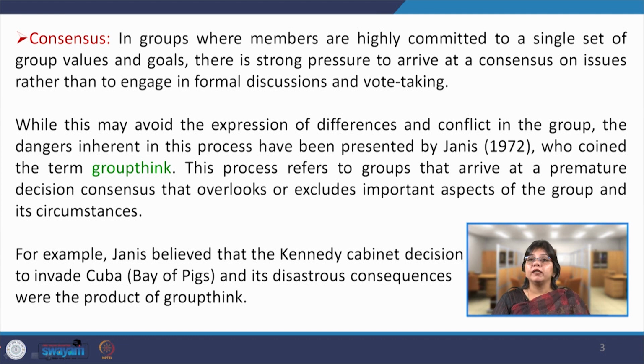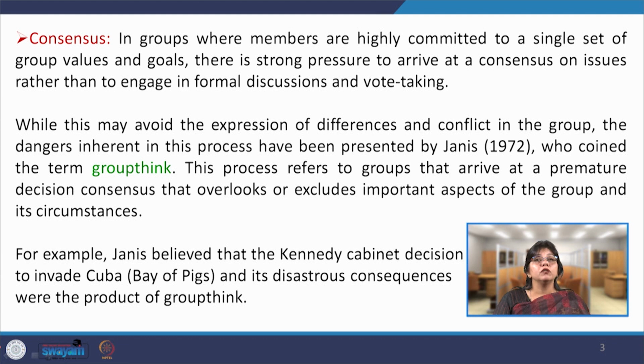While this may avoid the expression of differences and conflict, maybe consensus is there and there is no conflict of interest among members, at the same time when they fail to think about the potential dangers that exist in that decision or consensus, it leads to another kind of situation, that is groupthink. As we have already discussed this term in group process.